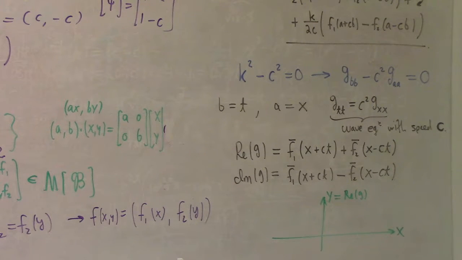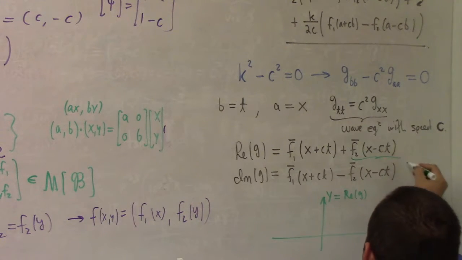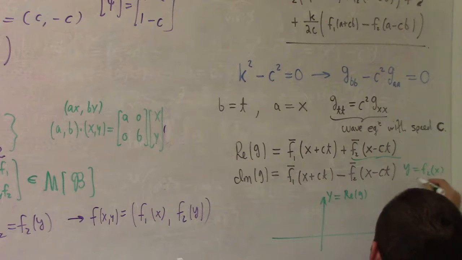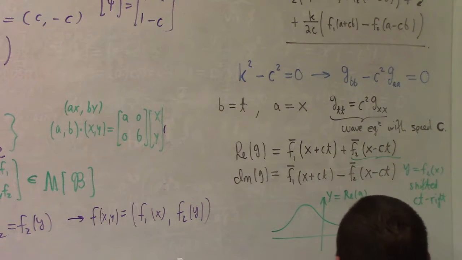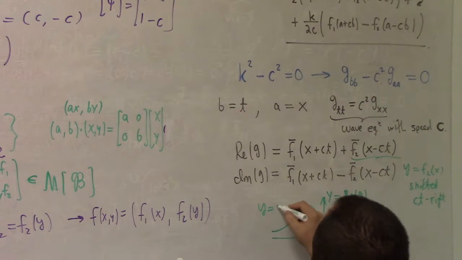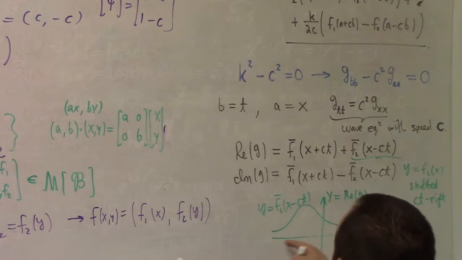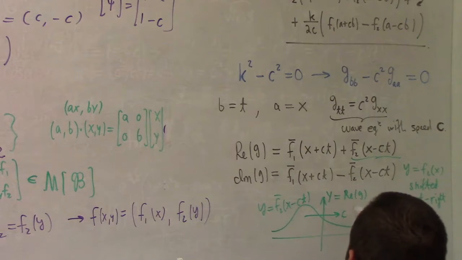If I told you y equals f of x minus 3, you know what it was. It's y equals f of x shifted 3 to the right, right? So this is y equals f2 of x shifted CT, right? So if C is positive and time is positive, if you think about time flowing into the future, this is y equals f2 bar of x minus CT. It's some sort of waveform, and it's traveling that way with speed c.